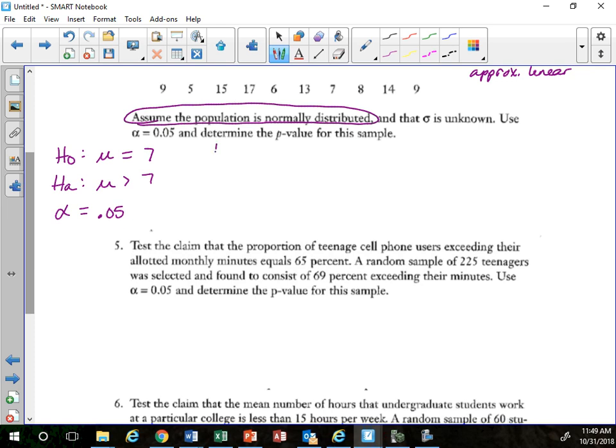The things I need from it: what does t equal? I need your p-value. I need a sketch. You also want to tell me x bar, mu, s, n. And then over here we can make our conclusion. So those are the things I want you to fill in. Let's see how we do.